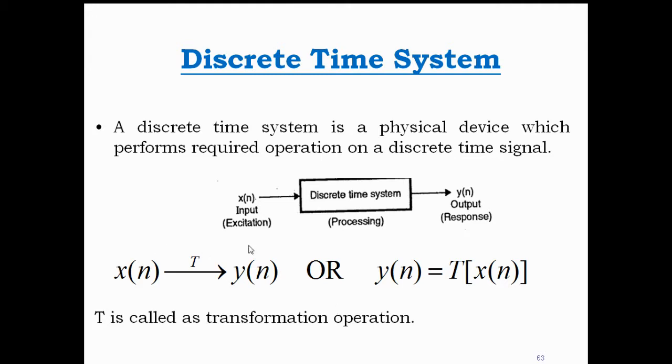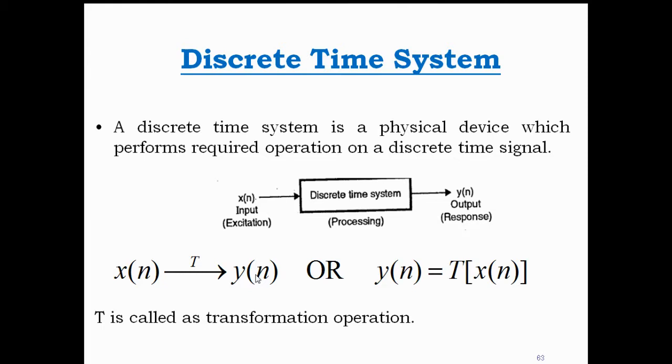So if you look at this mathematical equation, x of n, written at the left side, is considered as an input. On the input, some transformation operation is applied, and after the transformation process, we get y of n as an output. So this symbolic representation, the mathematical representation with the arrow, and on the arrow it is written as T, is defined as a transformation operation.